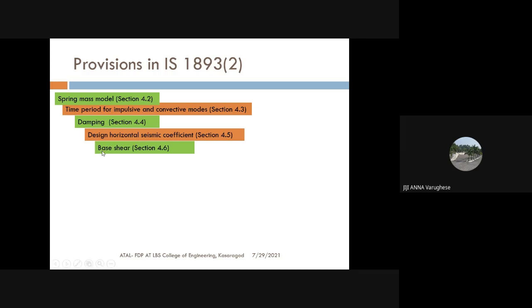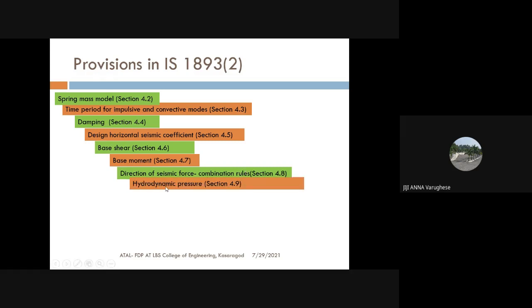Then we can find out the base shear. Base shear for the whole structure includes the contribution from the impulsive mode as well as from the convective mode. Those details are given in section 4.6 of the code. Then in order to find out the base moment, we have to multiply the appropriate lateral forces with the corresponding heights. The details are given in section 4.7. Then once we calculate the loads acting in the x direction and y direction, we can combine these forces for doing the analysis, and the combination rules are given in section 4.8.